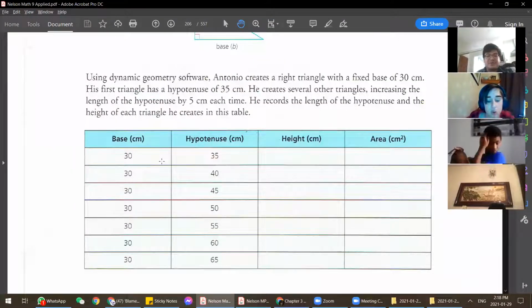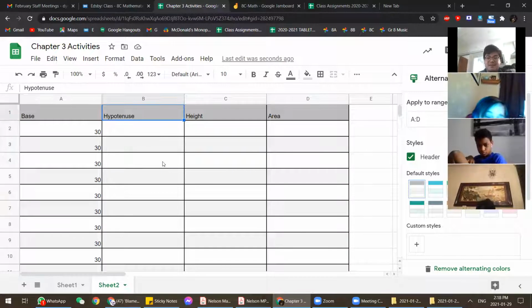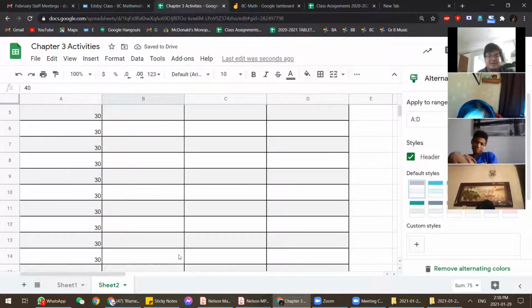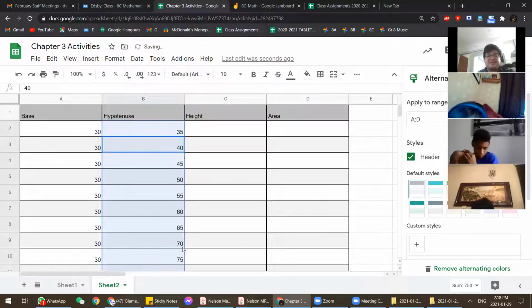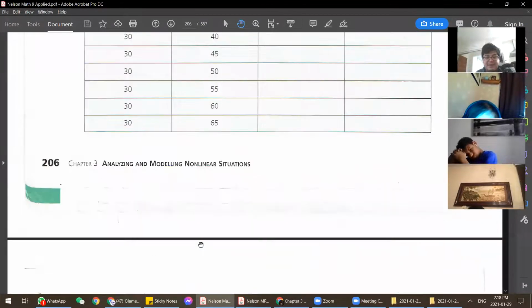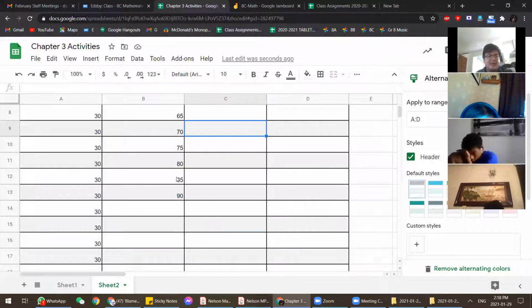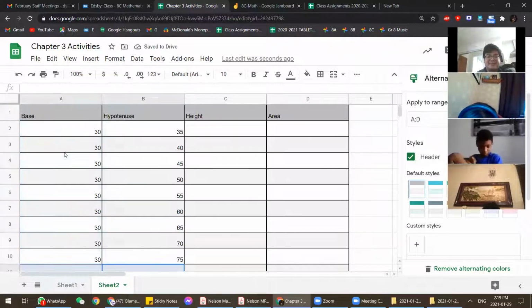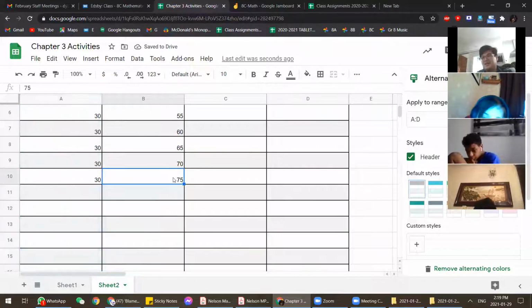And then we got the hypotenuse, which is going up by what? By 5. Okay, 35, 40. So we're going to set 35 and then 40. And then, boom. Select the 2 of them, drag it down, right? Same as yesterday. I like how it's very similar to yesterday. So we stop at 65, right? And you know what? We're going to stop at 75 just because I can. Nobody's stopping us, right?